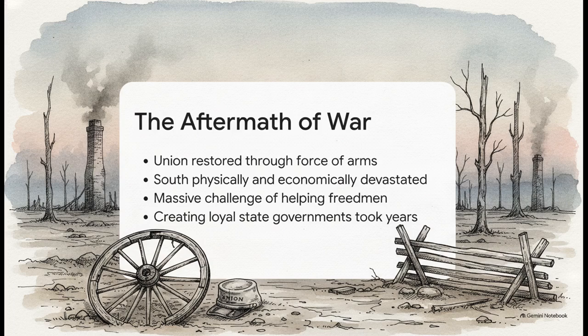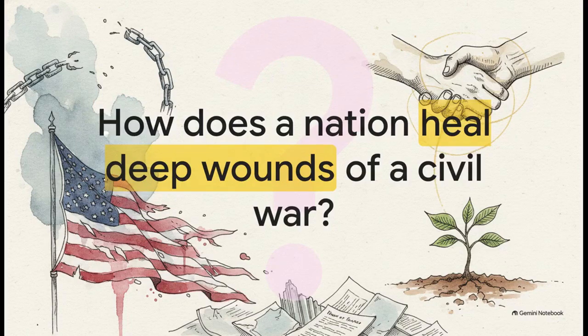The nation now faced monumental problems. They had to take on the massive challenge of helping newly freedmen and the incredibly difficult task of creating Southern state governments that were actually loyal to the Union. That was a problem that took years during the Reconstruction era to fully resolve. Which leaves us with this final, profoundly difficult question to think about. How does a devastated nation heal the deep wounds of such a costly and destructive civil war?